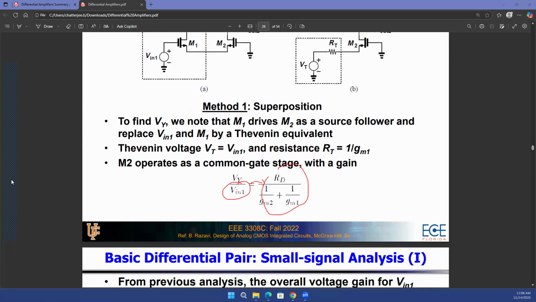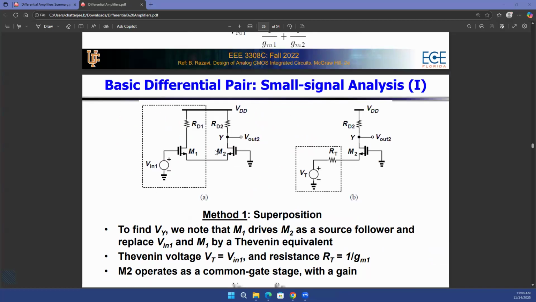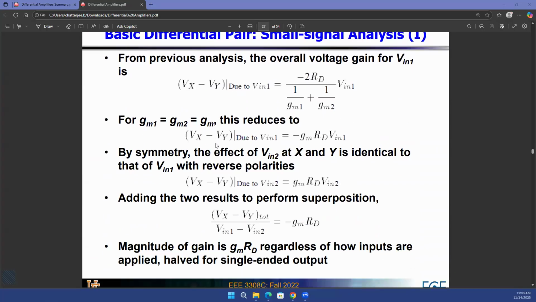What is my overall differential output? That is Vx minus Vy. That's the definition of differential voltages. Vx minus Vy due to V in 1 is going to be the value of Vx minus the value of Vy, whatever you had got from these two equations.